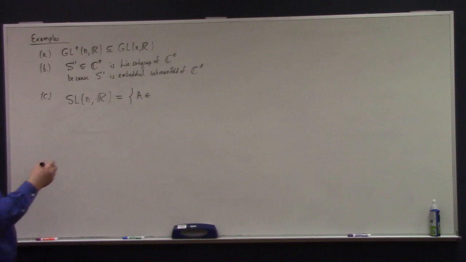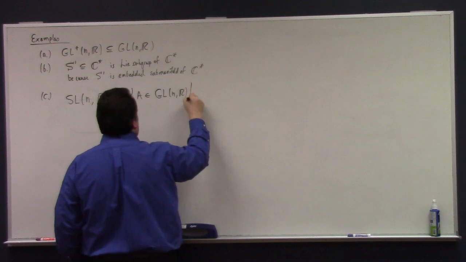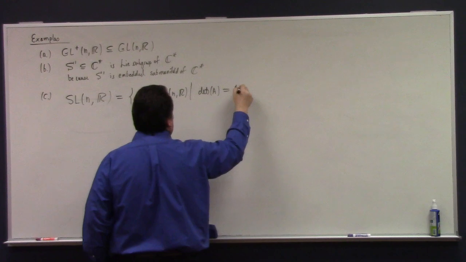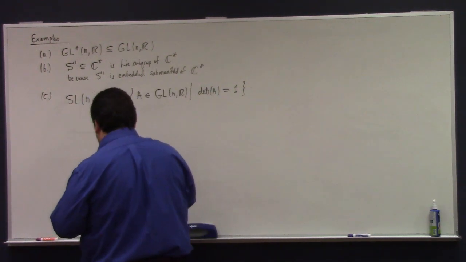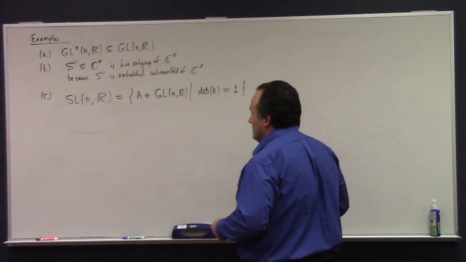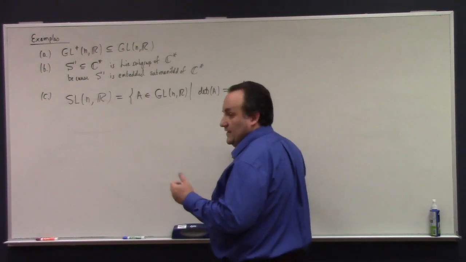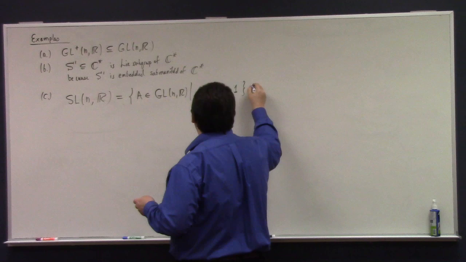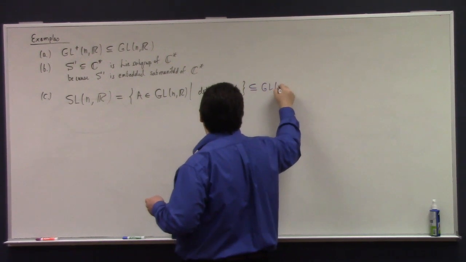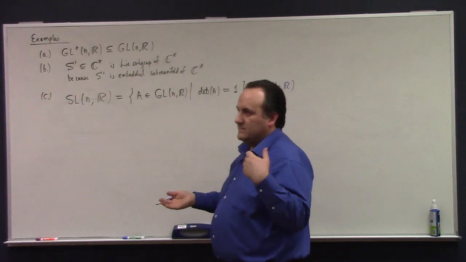Yeah, A in GL_n such that the determinant of A is equal to 1. All right, so let's unpack this a bit. Do we even need to say A is in GL_n(R) because we're going to say determinant equals 1? Oh yeah, but we want to look at this as a subset of GL_n(R). You could just say A in R^(n by n).